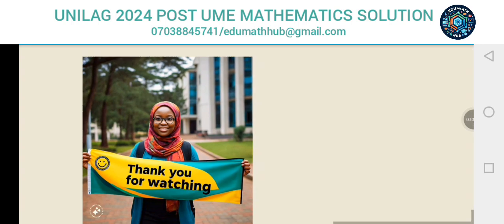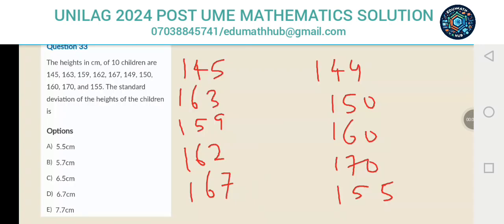So for this next question, we are told that the heights in cm of 10 children are, then they give us these numbers here. We have to find the standard deviation of the heights of the children. The previous question we solved is similar to this one. We've already found the mean. The mean was 158, which was the previous answer.